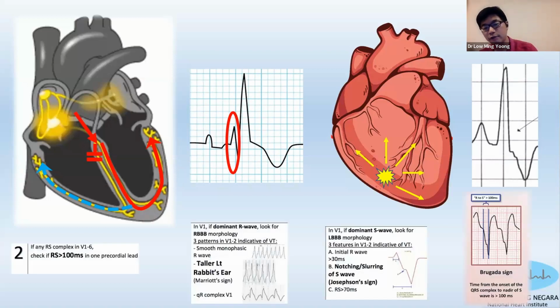Okay, so whatever algorithm used after this, let's say number two, if any RS complex in V1 to V6, RS is more than 100. Why more than 100? Because it's using ventricular myocardium. It's slow, so it's more than 100. Use the rabbit ear. So taller left ear. Taller left ear means, because it's like PVC, PVC is bigger than normal sinus. So taller left ear means VT. If you have initial R wave more than 30. Why more than 30? Because of myocardial activation and Brugada sign. The R to S is more than 100. Why more than 100? Because again, ventricular myocardium is slow. So all algorithms henceforth actually use this basic principle.